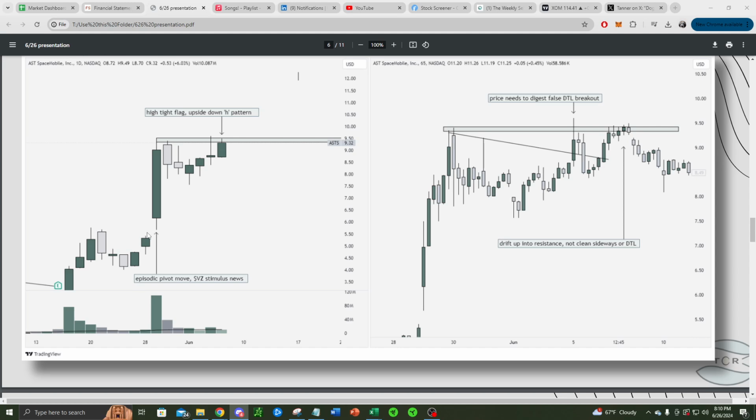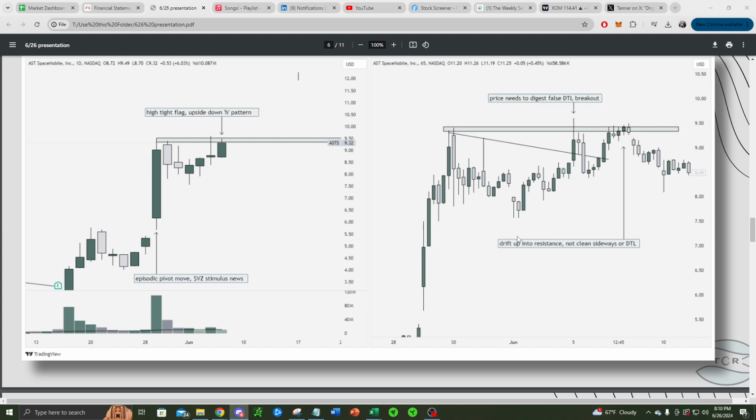So you can see on the daily here, huge catalyst. It was an episodic pivot type move. Verizon gave them like $130 million or something on a $1 billion market cap, which is crazy. And then you have a quick little pullback and a bid straight back into that resistance here around 950. So on the daily, you're thinking, okay, great. We have an inside day here. We've got a push against this resistance. We have an upside down H type pattern.